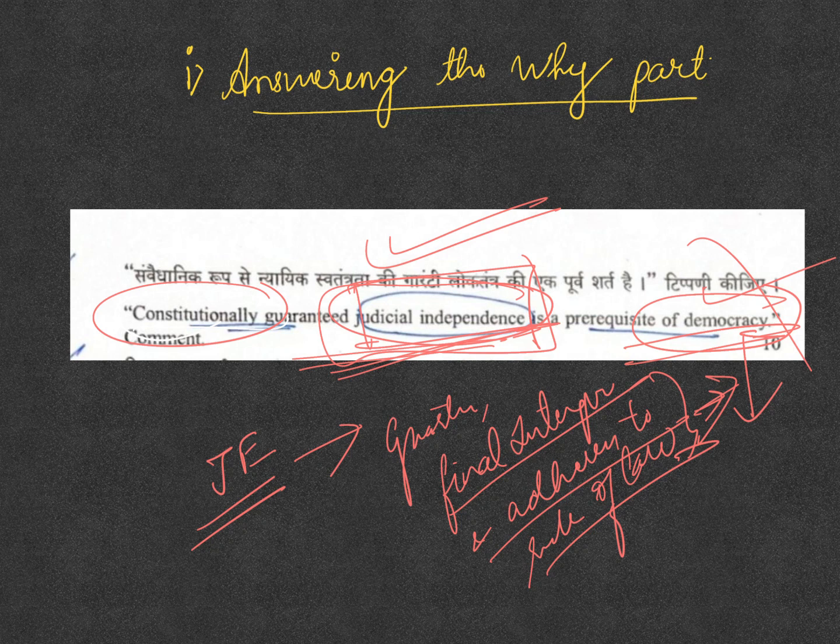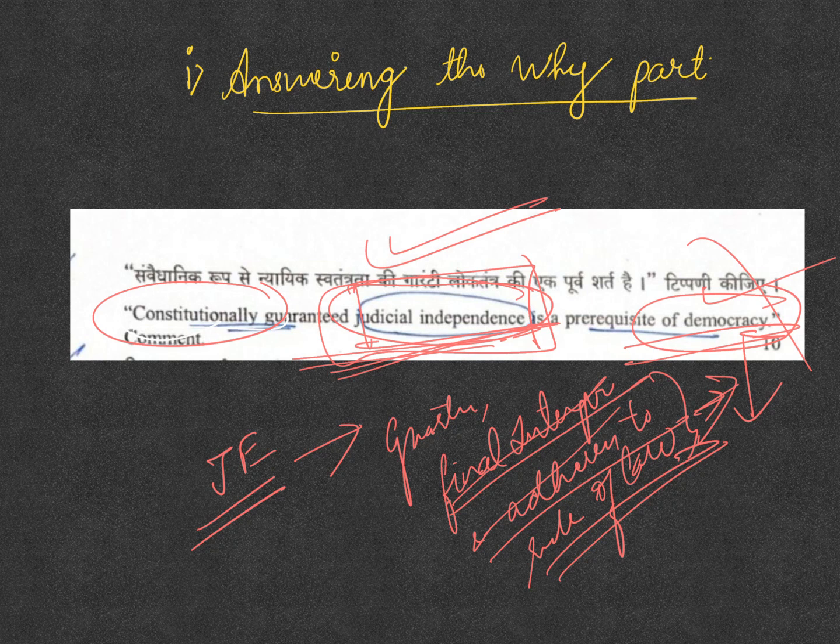So through this, we have understood that first we need to identify the most important keyword on which your introduction should be based. And secondly, just ask yourself, why is judicial independence important? Answering the why question can form a good introduction. Here again, you need to be very precise, like how I told. What is the role of the judiciary? Final interpreter of the constitution and adherence to rule of law. Therefore, judicial independence is important to democracy.